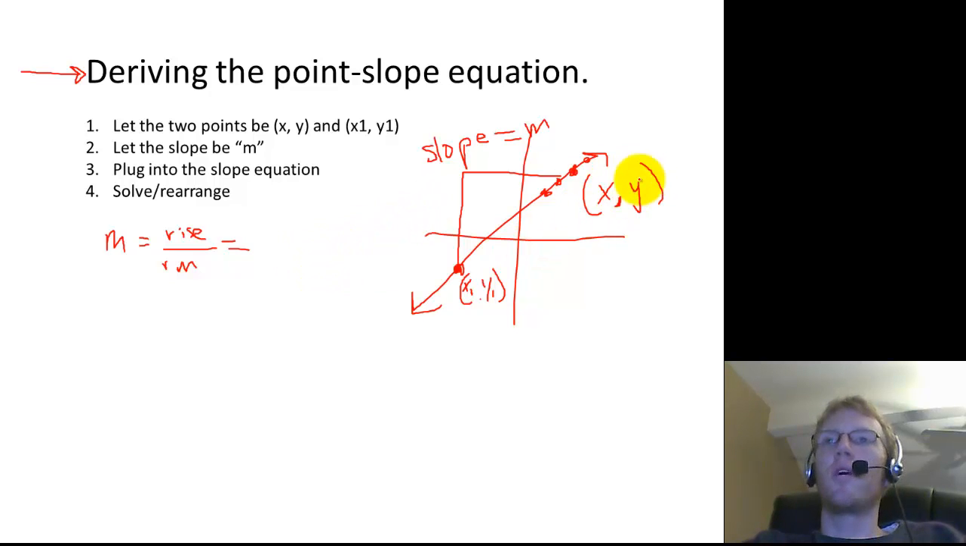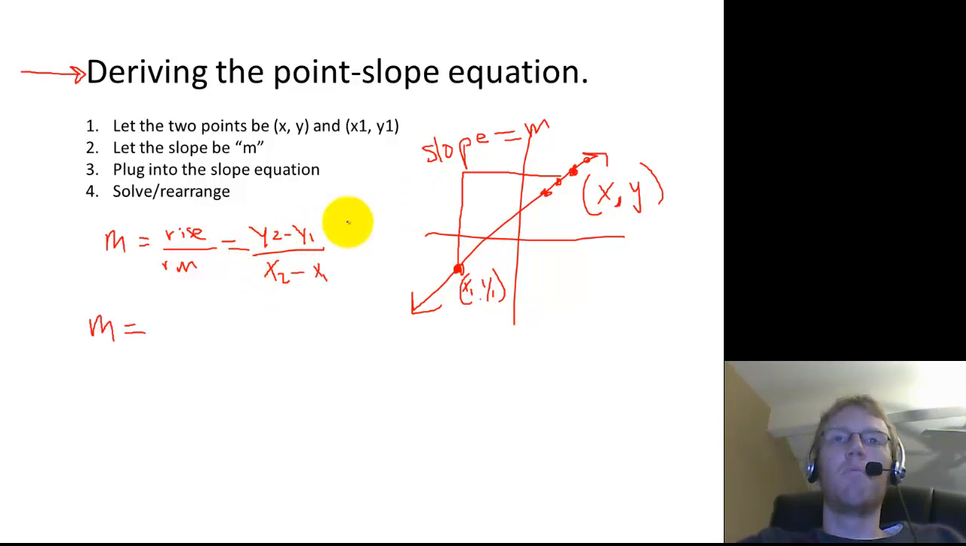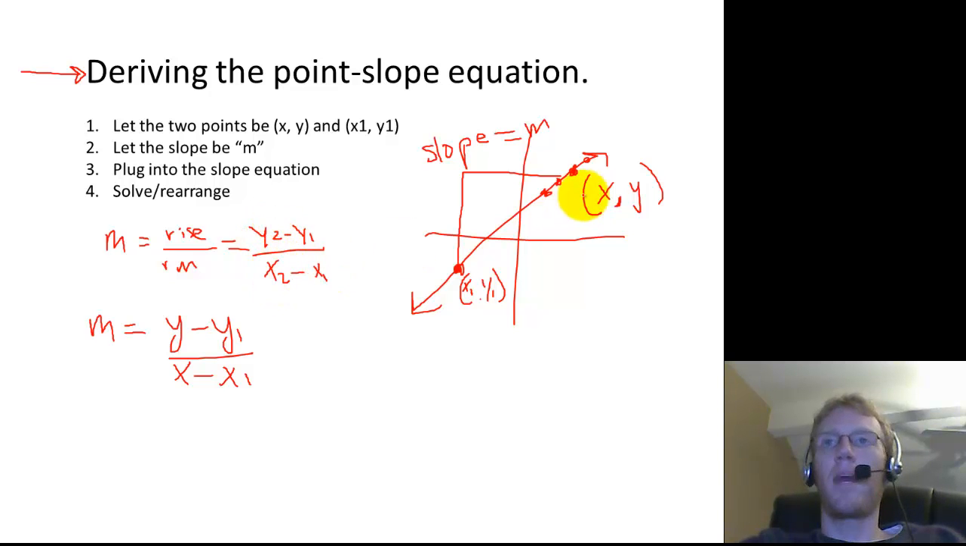So if we use this point and the slope m, we can write the formula m equals, let me finish this here, it's y2 minus y1 over x2 minus x1. But this second point is just x, y. So let's go like this. We can do y minus y1 over x minus x1. So instead of y2 and x2, I just have y and x, no subscript.